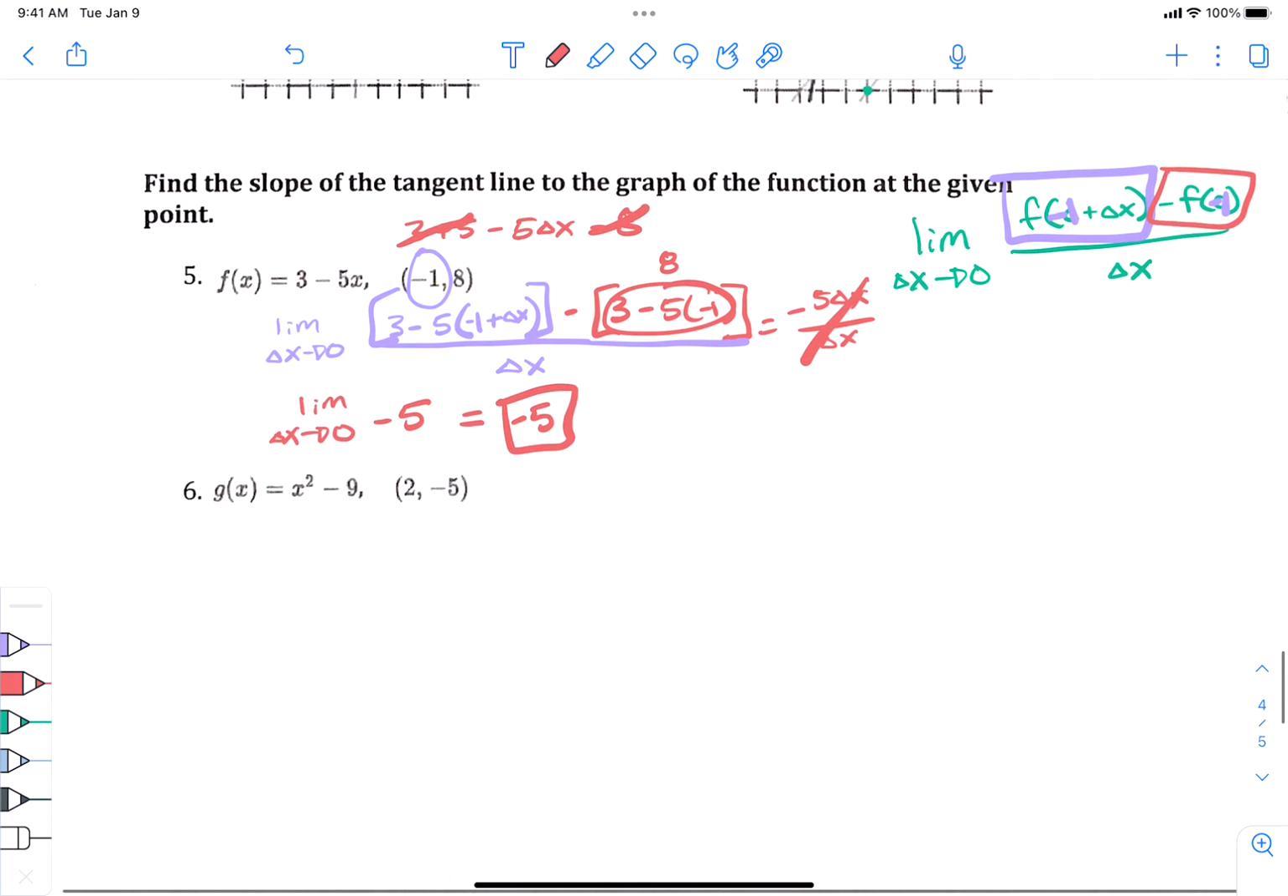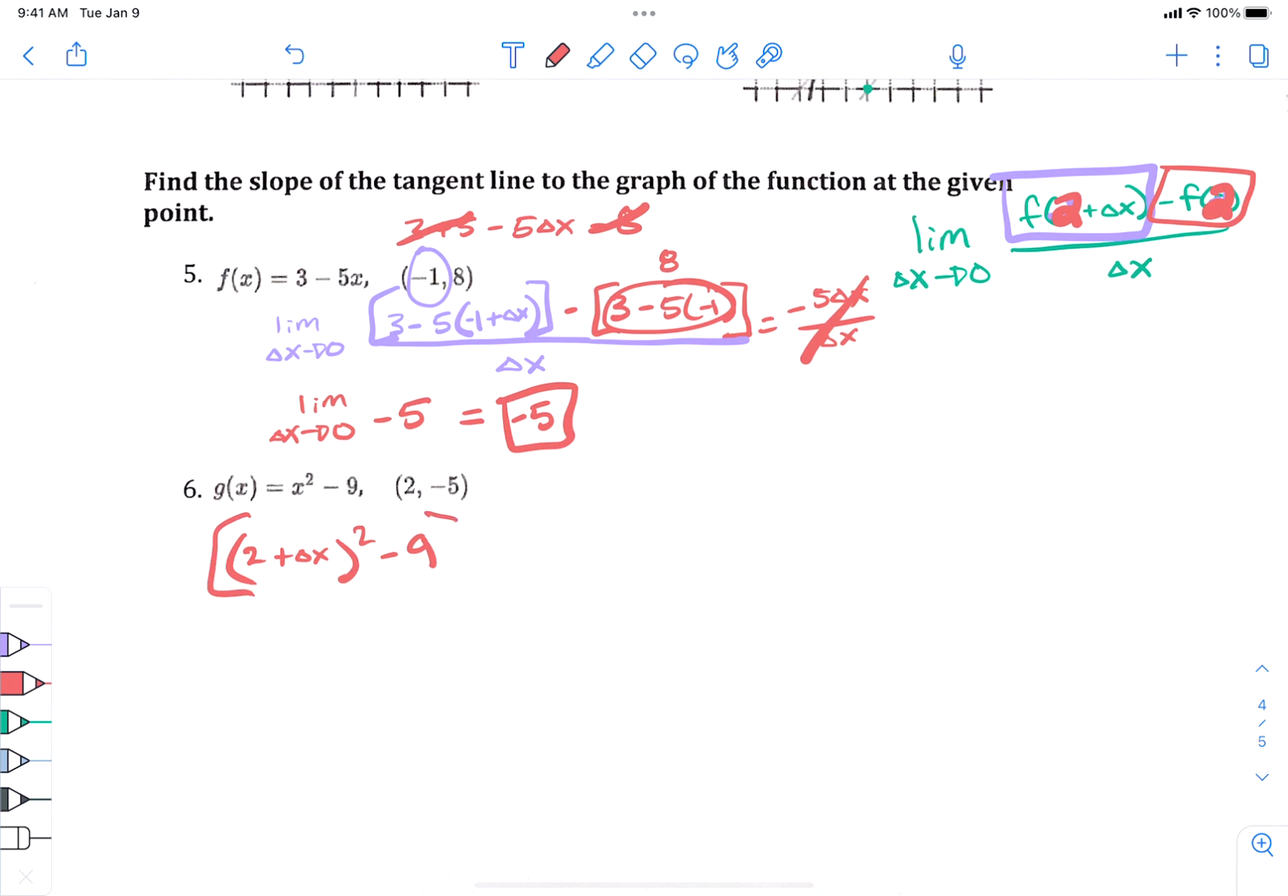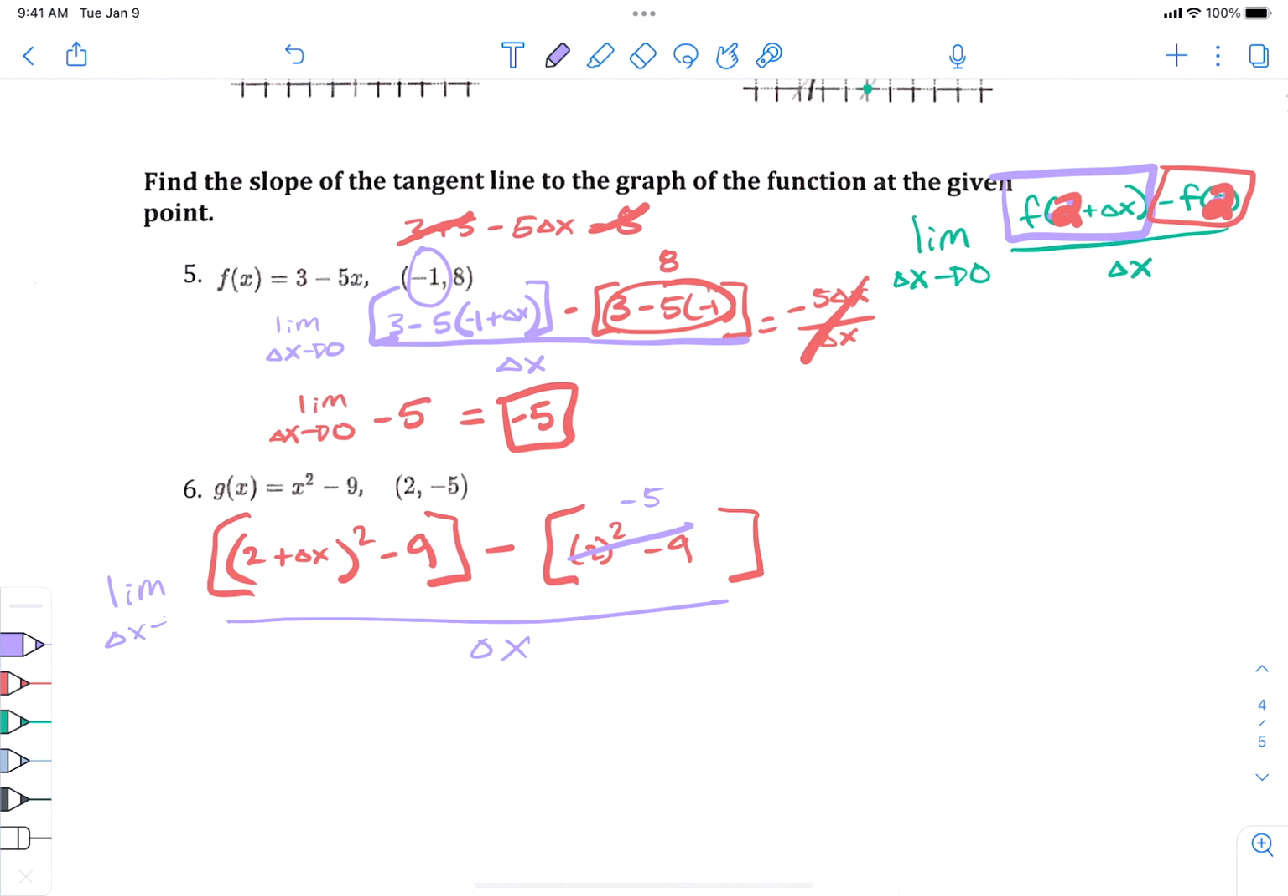Okay, the next one. What's c? 2. Let's plug in 2. So x squared minus 9 at 2 plus change x. This one's really unpleasant. Minus f of 2. F of 2 is 2 squared minus 9, 4 minus 9, which is -5. So this is going to be minus -5 all over change x, and that's the limit as change x goes to 0.